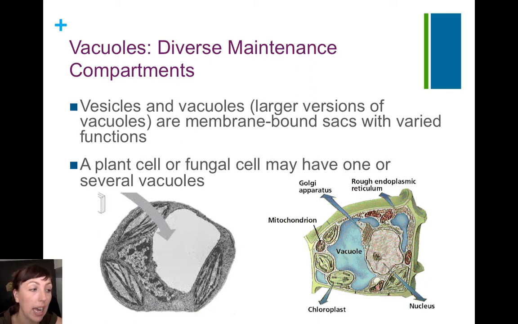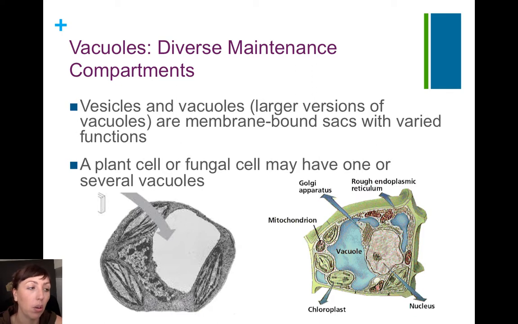So while our cells are about 70% water, plant cells are about 90% water, and they need a place to put it. In addition to water, though, vacuoles can also contain food and other nutrients, as well as waste products. The central vacuole also contains digestive enzymes like those in lysosomes in animal cells.